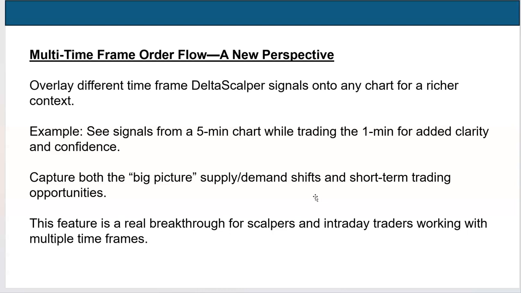Last year, we added the multi-time frame analysis in the Delta Scalper. What that does is it allows you to overlay different time frame Delta Scalper signals onto any chart for a richer context. So, for example, you can see signals from a 5-minute chart while trading the 1-minute chart for added clarity and confidence. So you can capture the bigger picture of supply and demand shifts and short-term trading opportunities. And this feature is a real breakthrough for scalpers and intraday traders working with multiple time frames.